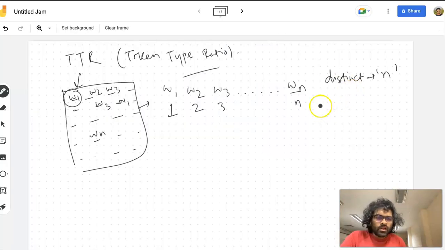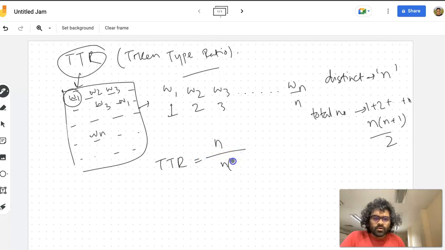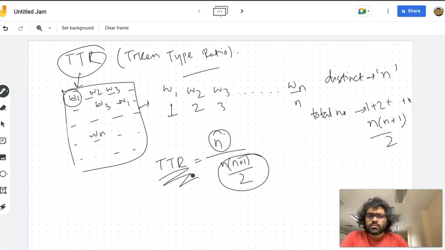But what about the total number of words? For this case it is 1 plus 2 plus 3 plus ... plus n, so this is n into n plus 1 by 2. So this token type ratio, TTR, is this n divided by the total number of things, that is, the total number of distinct words by their total count. So this represents the TTR, token type ratio.